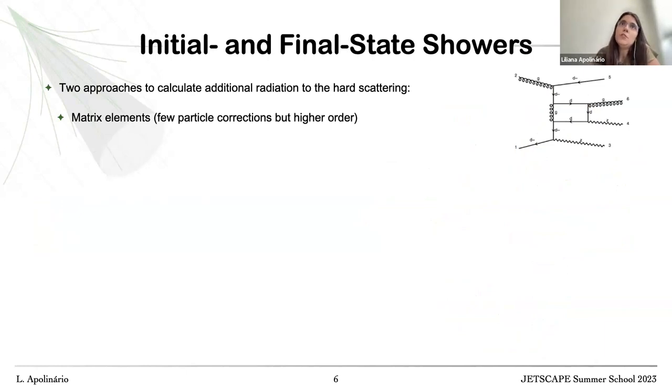So the way we generate further radiation out of the partons that come out of the hard matrix element is, for instance, to compute these at next to leading order, next to next to leading order, et cetera. So this is a very accurate process, but of course it's limited to very few particles.